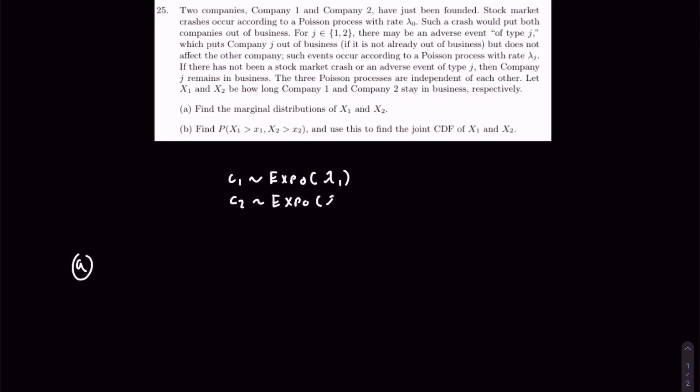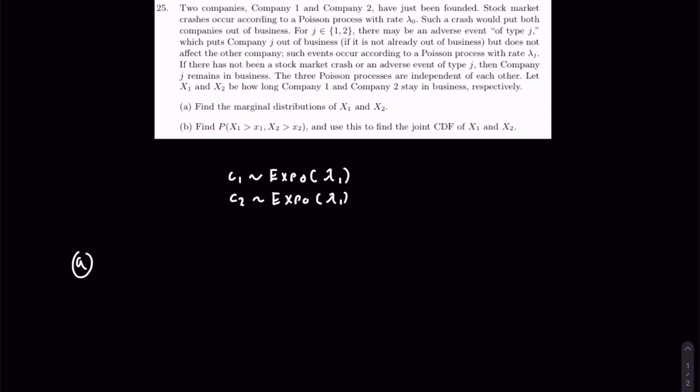So exponential, then we write as we were just given in this introduction. So this is for company 2, and then I'm going to define S being the stock market crash. It's also exponential. That occurs with lambda 0 rate.